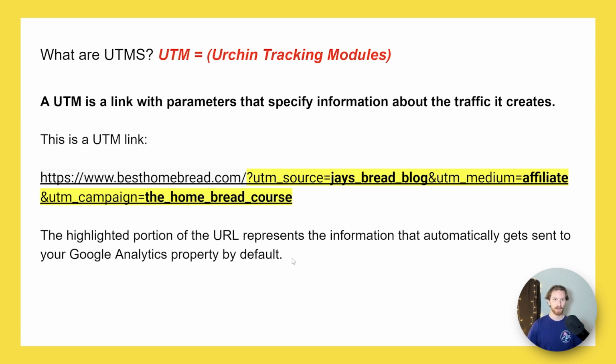Now I can see that that traffic came specifically from the affiliate blog, and so I'll go more into that later on. But for now, you can see here that the highlighted portion of the URL represents the information that automatically gets sent to your Google Analytics property by default. So the UTM source, UTM medium, and the UTM campaign. So in this case, it tells us the source, where did it come from? Jay's bread blog. And why did it come from Jay's bread blog? Because it's an affiliate. And the campaign being, well, what are we sending that traffic to our site for? Well, the home bread course. We're trying to get traffic to our course that teaches people how to make delicious homemade bread.